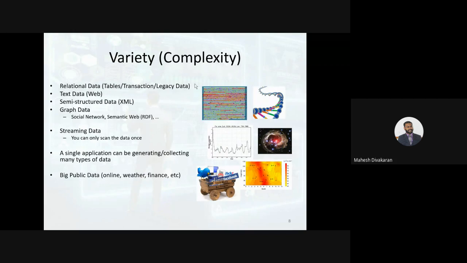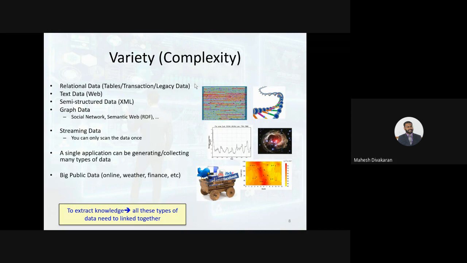So there are a lot of varieties of data. Relational data, which is in traditional data sets. We can have text data and semi-structured data. We can have graph data from social media networks or the semantic web. And we can have streaming data from YouTube, traffic cameras on the road, or television networks. We can gather data from applications, and we can have public data as well, which we collect from online sources, satellites, or newspapers available in public. So a lot of variety of data is available nowadays.